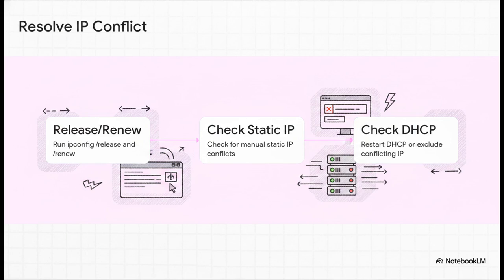So, what happens when the interviewer asks, how do you resolve an IP conflict? The absolute crucial point here is to show you don't just guess. You follow structured steps. Step 1, you use the command line to run ipconfig /release and then /renew to grab a fresh address. If that doesn't fix it, Step 2 is checking for a static IP conflict. Did someone manually type in an IP that the DHCP server is trying to hand out? And finally, Step 3, you check the DHCP server itself to restart it or exclude that problematic IP. It's methodical, it's logical, and it's exactly what they want to hear.